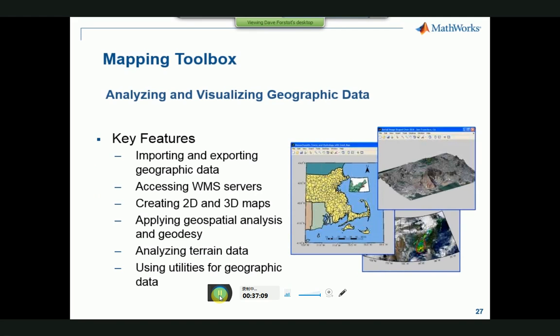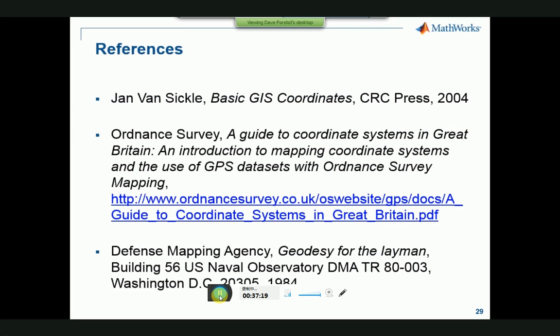The mapping toolbox I used a little bit today to look at some of these ideas, bringing in some data, accessing the web map and the different layers, and doing some of those calculations. Some very useful references include Van Sickle's Basic GIS Coordinates. I think it's a phenomenal reference in that it doesn't dig very deep into the math, but gives a very high-level understanding of the concepts.